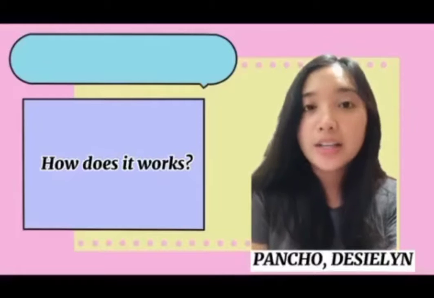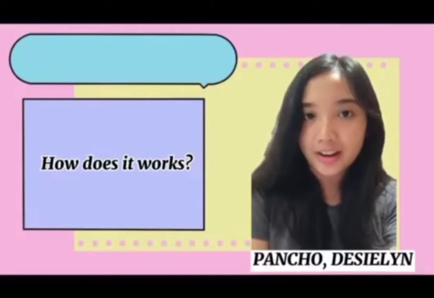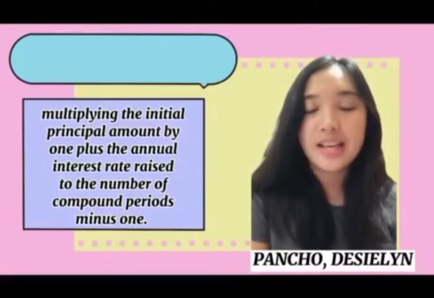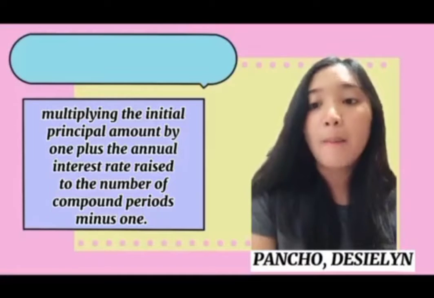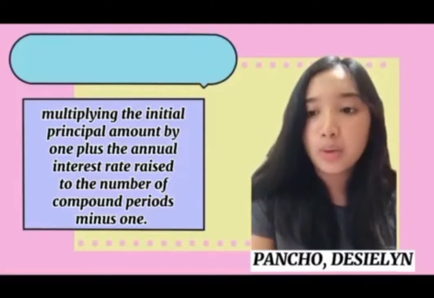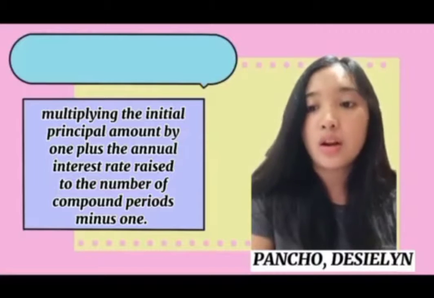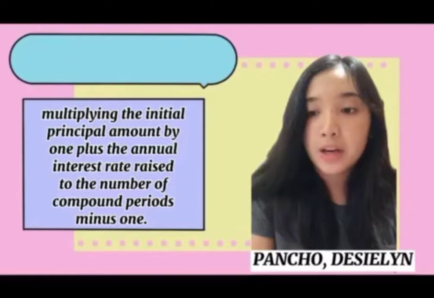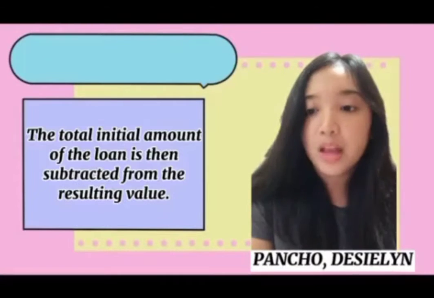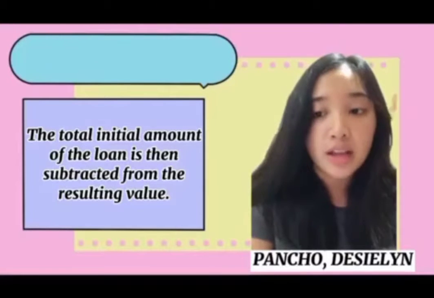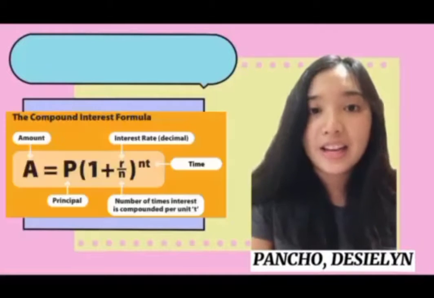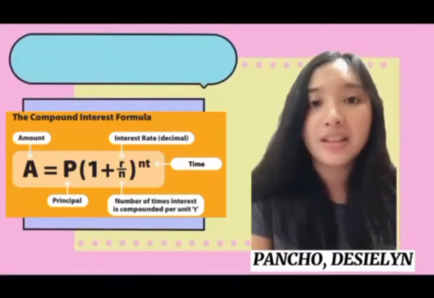So, how does compound interest work? Compound interest is calculated by multiplying the initial principal amount by 1 plus the annual interest rate raised to the number of compound periods minus 1. The total initial amount of the loan is then subtracted from the resulting value. So, here is the formula of compound interest.